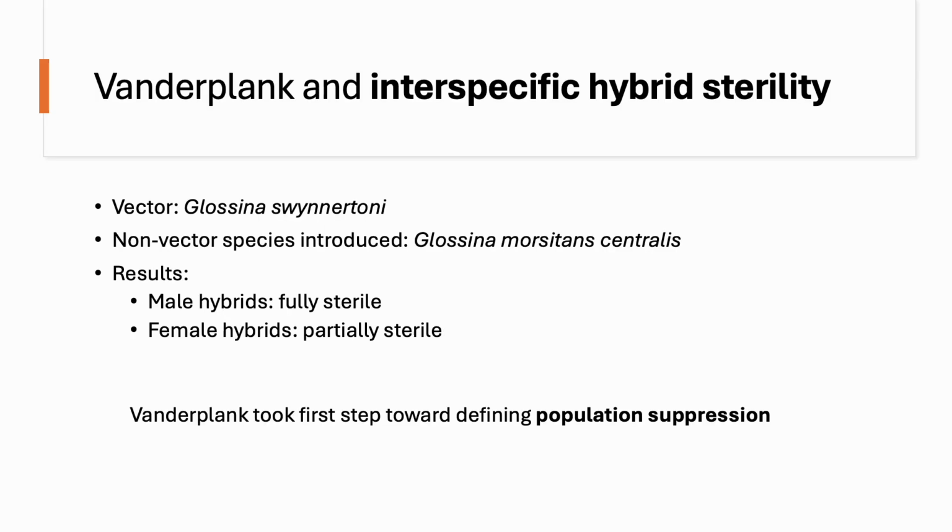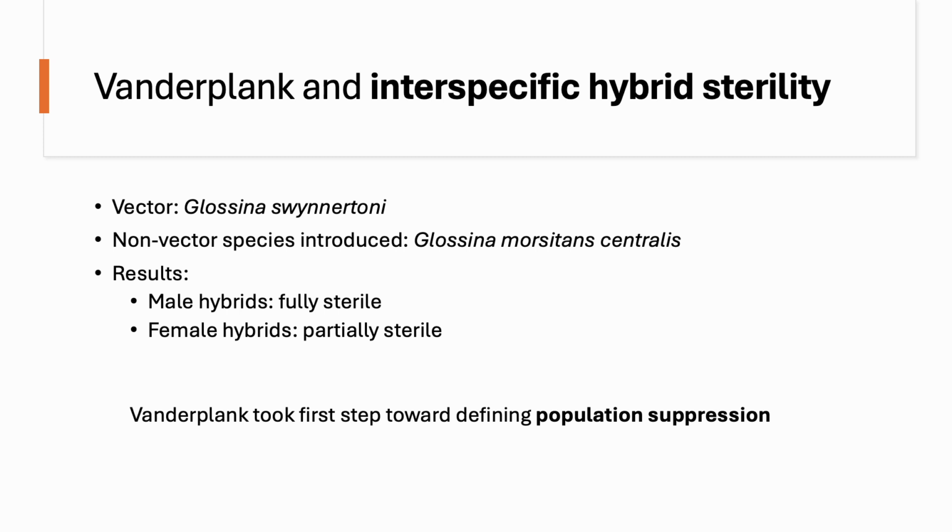Vanderplank employed the notion of interspecific hybrid sterility in the attempt to combat sleeping sickness that was experienced in Tanzania, which was carried through the vector Glossina swynnertoni. So basically what he did was he employed the non-vector species known as Glossina morsitans centralis, both of these being tsetse flies, and ultimately the mating between these two species led to the birth of sterile hybrid offspring.